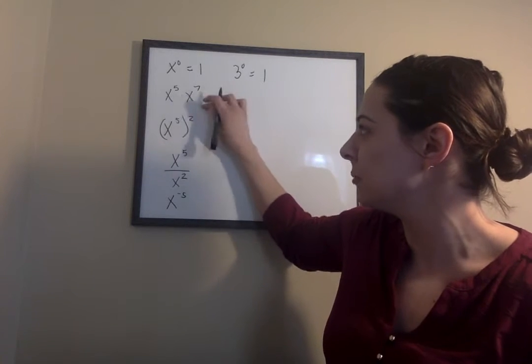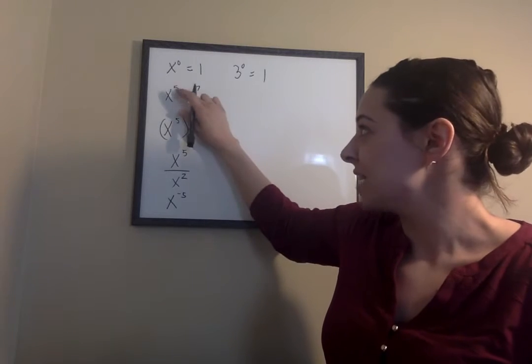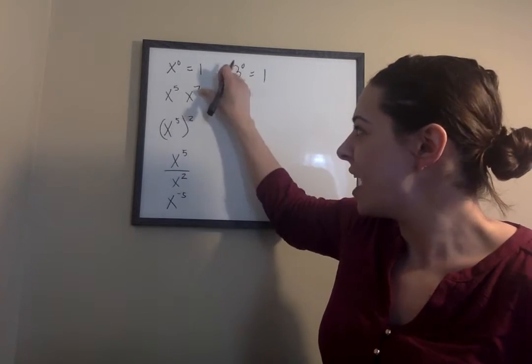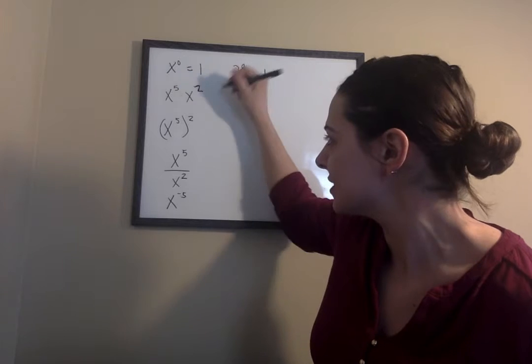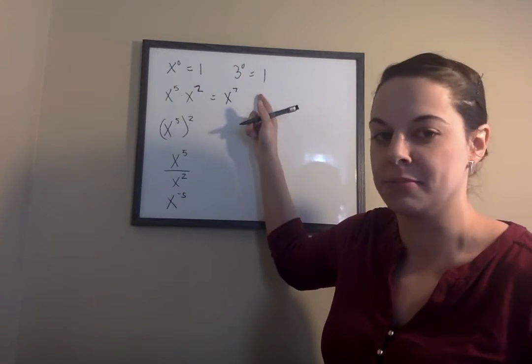If I have anything being multiplied together raised to an exponent, as long as the bases are the same, you just add the exponents together. So if I have x to the 5th times x to the 2nd, that becomes x to the 7th. 5 plus 2, that exponent becomes 7.